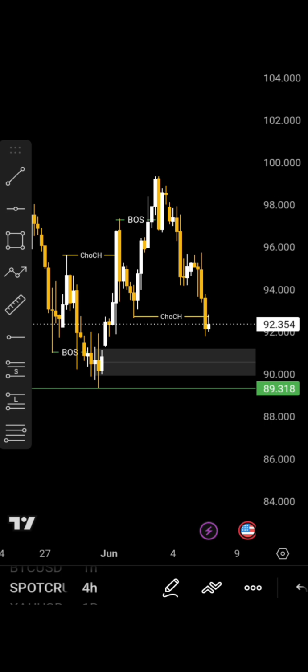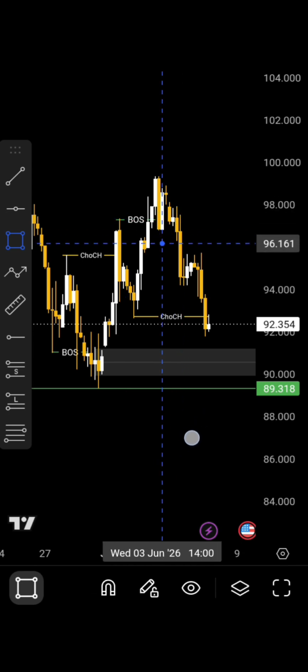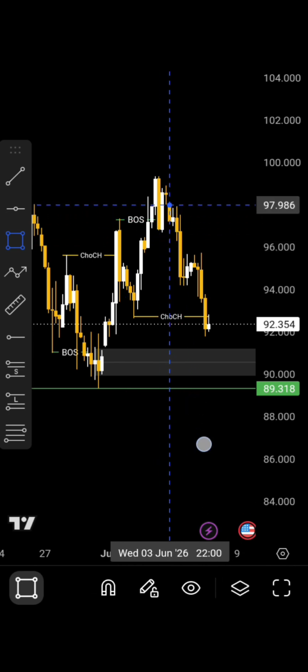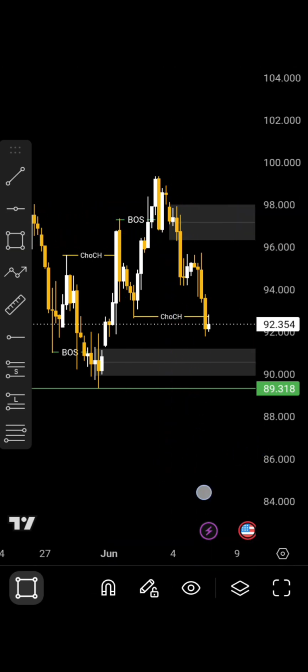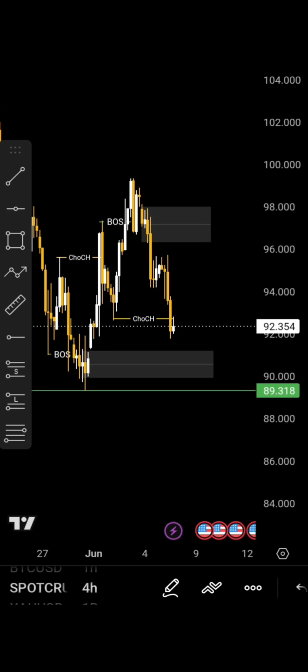So if you have to mark out the block that caused this change of character, which is the last one, that is going to be here, simply. So now we have a supply area here, and we have a demand area here, right?